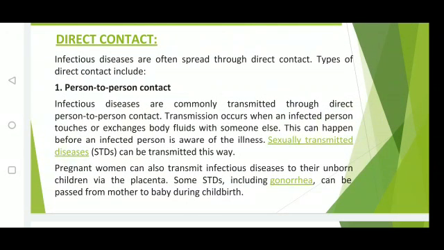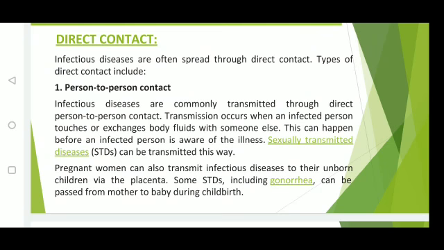Then the third one is sexually transmitted disease. So the third section is sexual contact. If there is sexual contact where one person is infected and one is non-infected, the best example is HIV. An HIV patient in sexual contact with a non-infected person can transmit HIV to the non-infected person through the sexual contact.